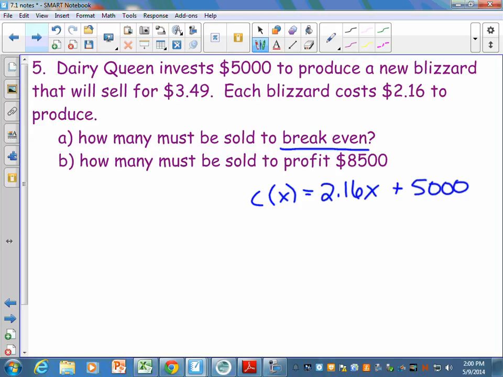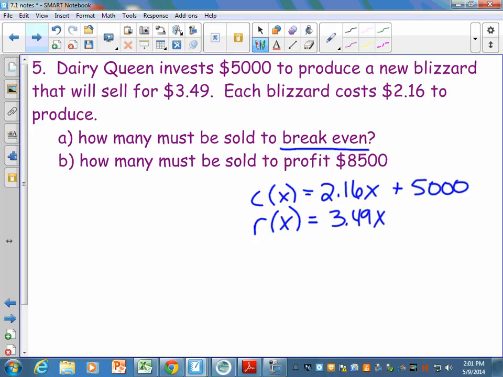And then your revenue is how much you're bringing in, which is just how much are we bringing in per blizzard? $3.49 per blizzard. And if we want to break even, that means we want these two to equal each other, right? That would mean we're not in the negative, because anytime you have a business, usually you start out in the negative and you have to work your way out. Which means you're just going to set these equal to each other.